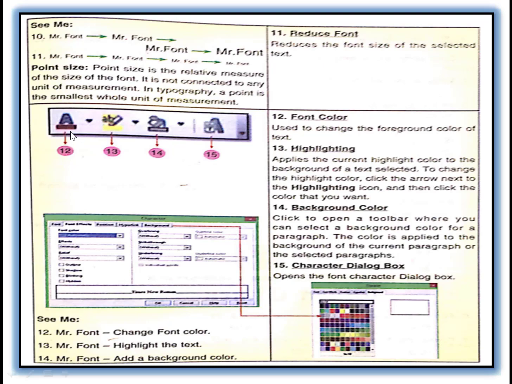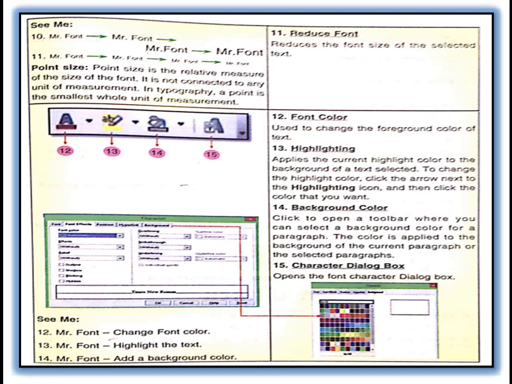12th, this is the font color. If you want to change the color of the text, then select the text and click on this button. This is the highlighter. If we want to highlight something in your book or on your Writer page, we use a different color sketch pen. In the same way, this is the highlighter. This is the background color. If you want to change the background color of a paragraph or of a line, then we can select this.